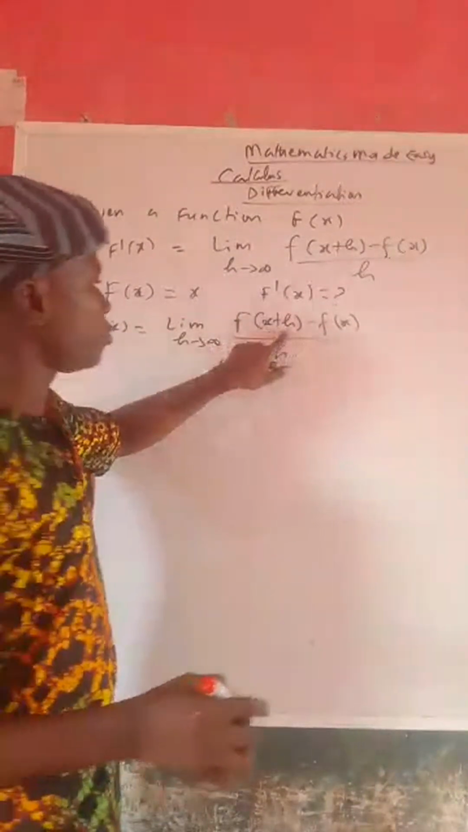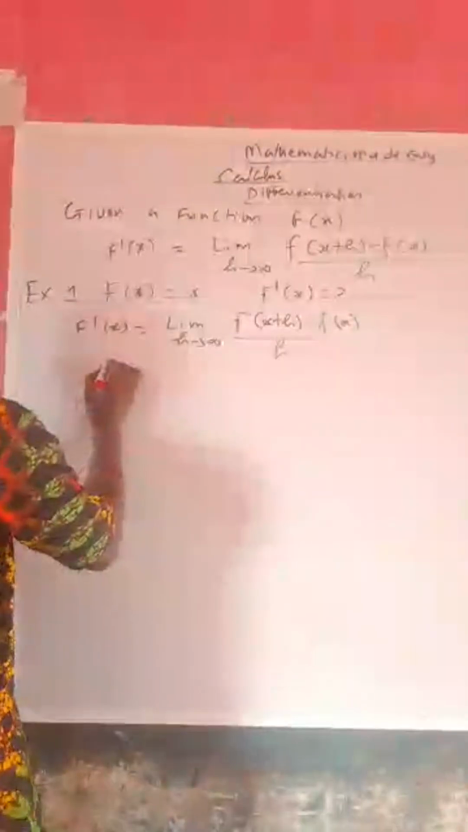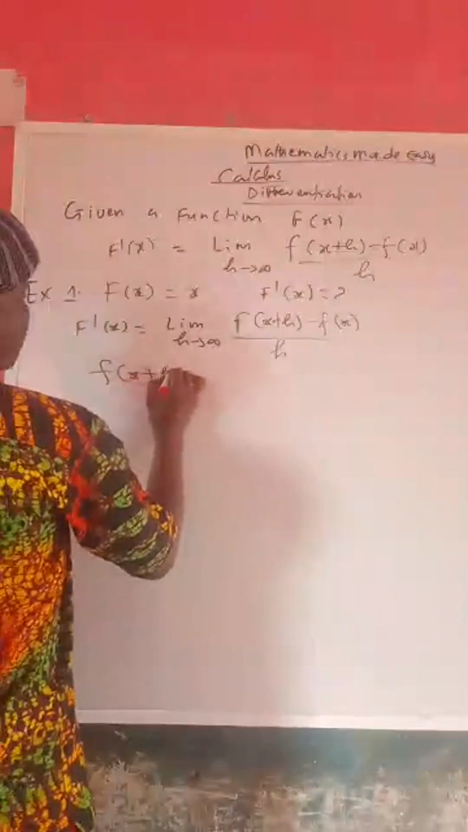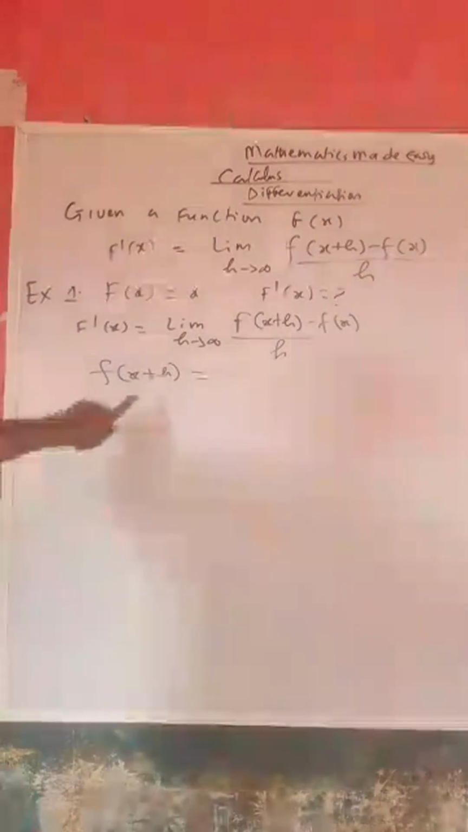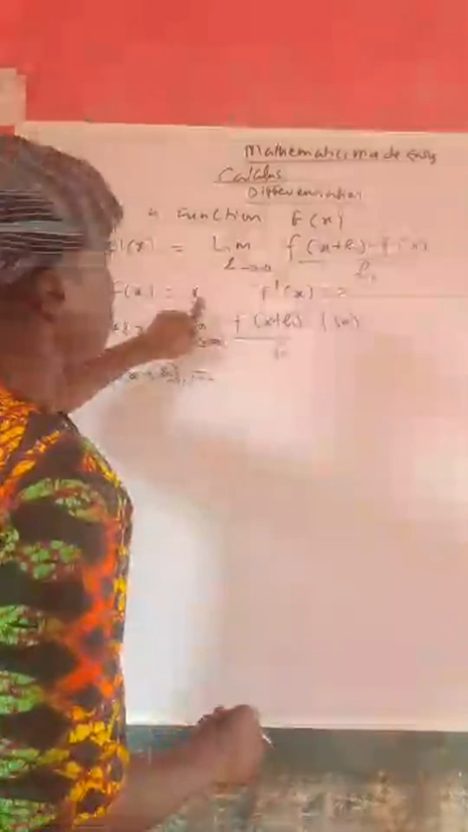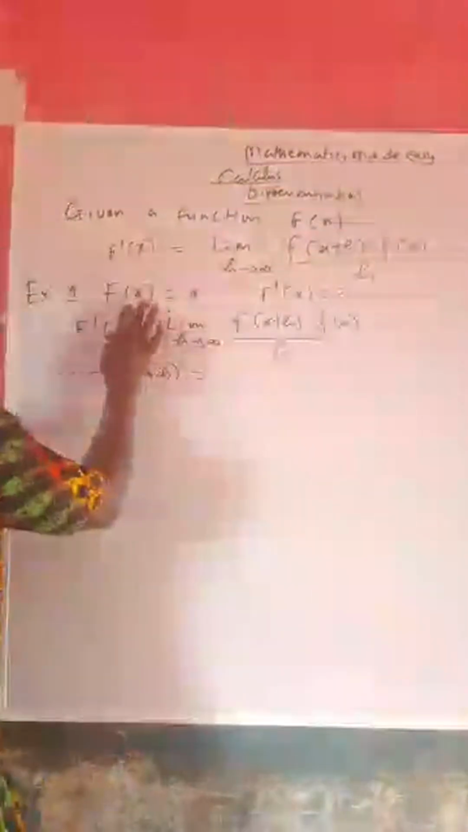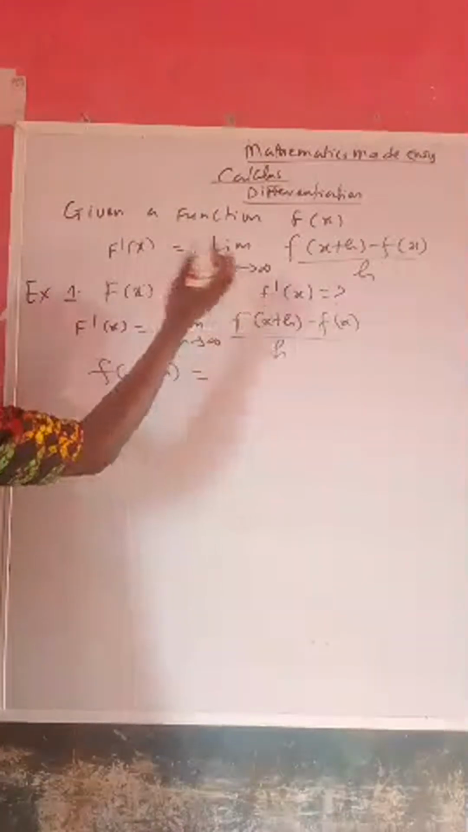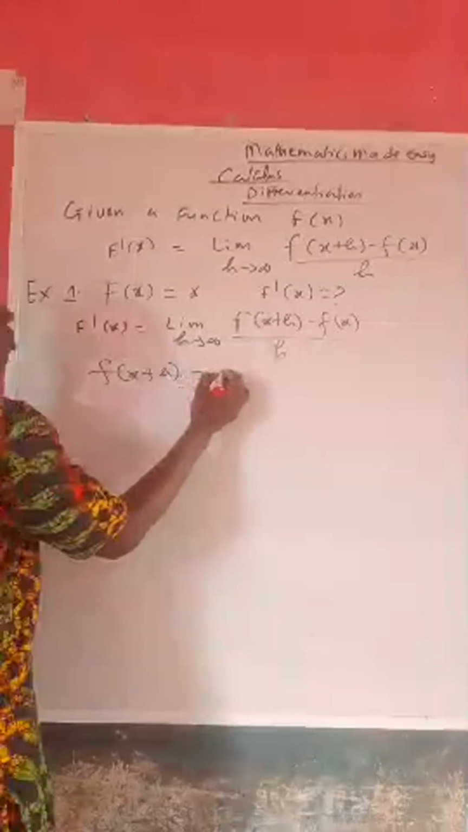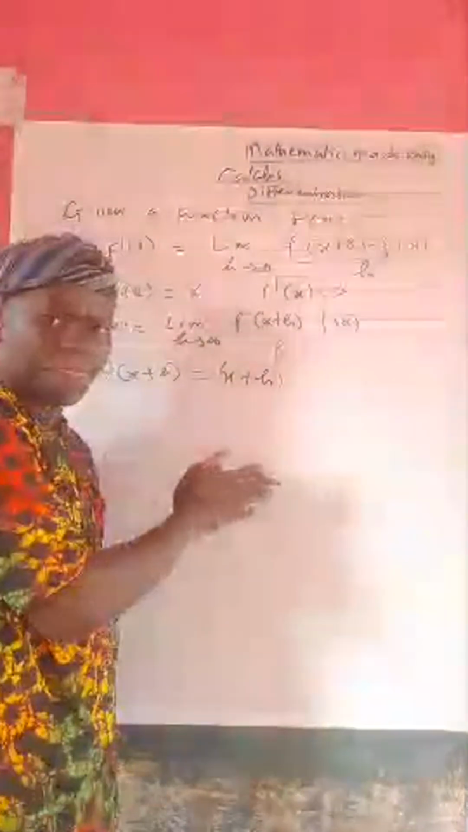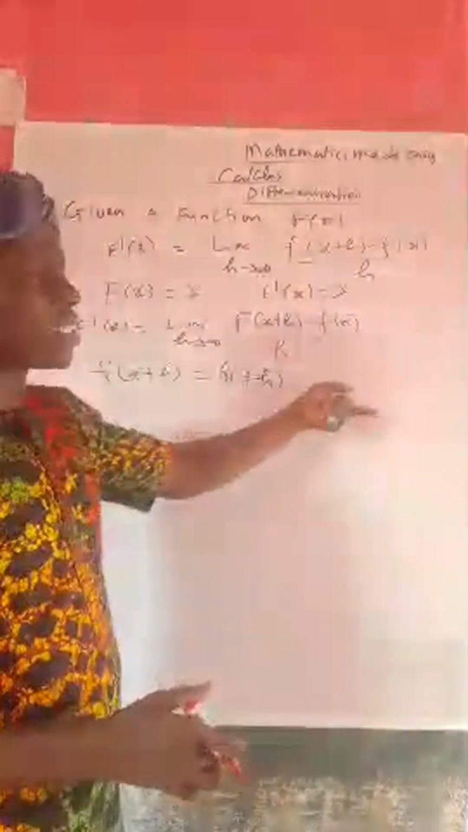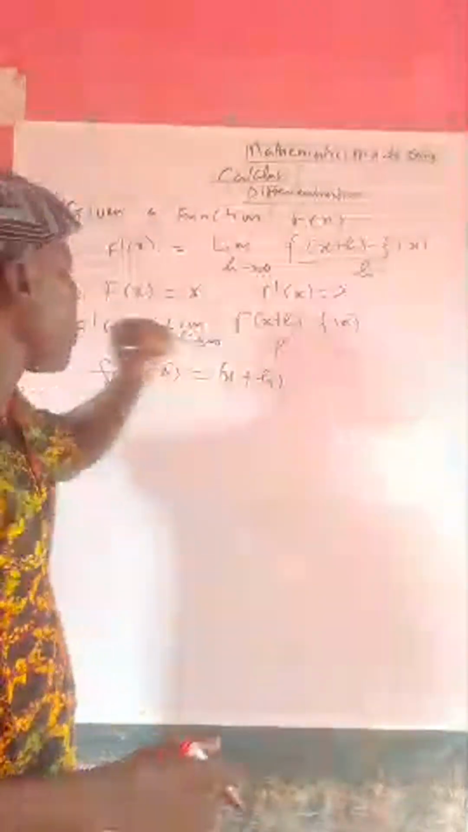So first, what you are going to do now is to find f of x plus h. So what is f of x plus h? How do you find it? Alright guys, if you want to find f of x plus h, you come to your f of x. So f of x plus h means you are adding h to your x. So f of x plus h will be equal to x plus h. I hope you are getting it. So f of x plus h will be x plus h.